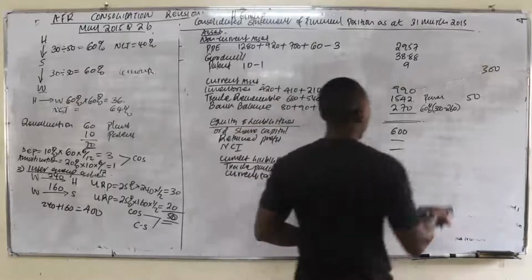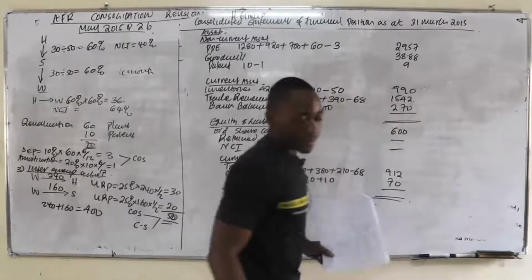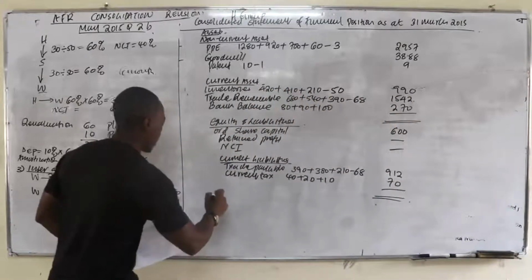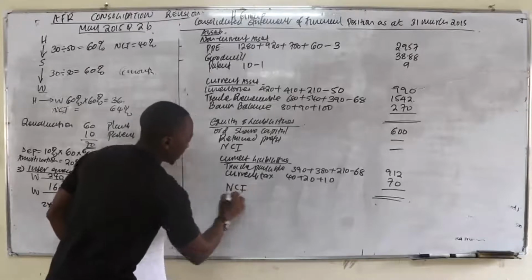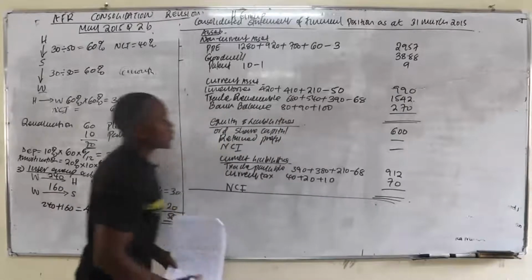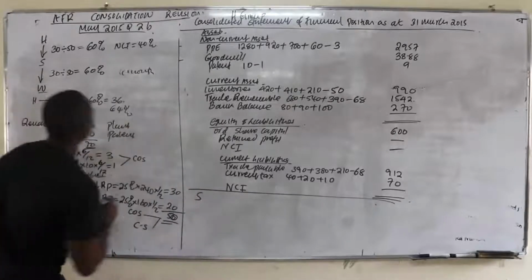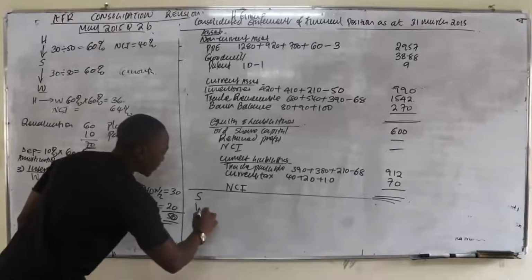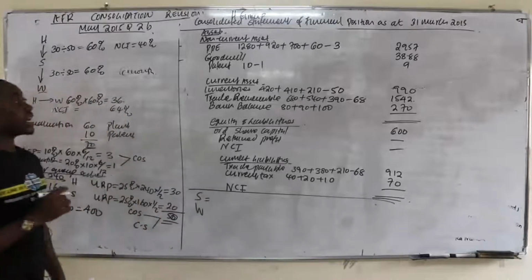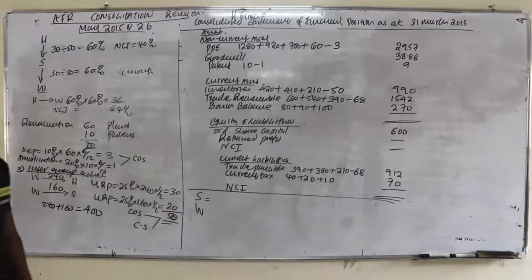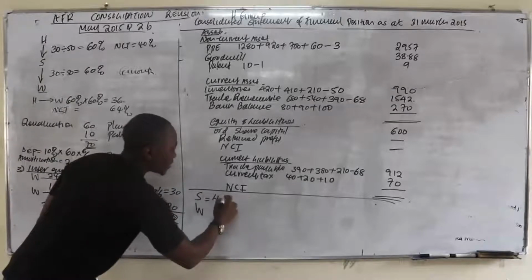Let me show you how to get NCI and compute NCI. In this case, we have two subsidiaries. We have S, we have W. We compute the one in S, the one in W. So we are controlling S, we are controlling them 60. Therefore, NCI is how much? It's 40% of the net asset.